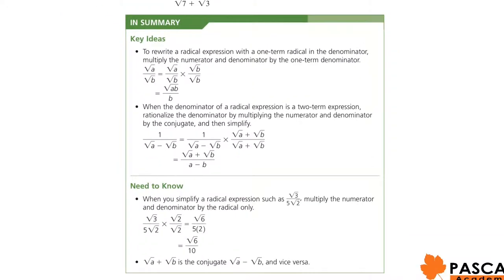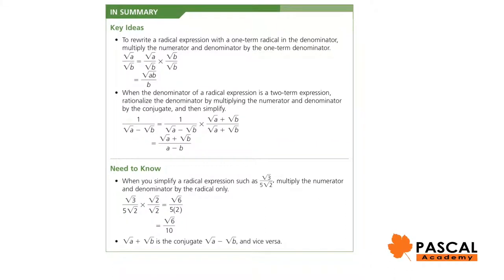Let's recap. If we deal with a fraction whose denominator is root b, we times and divide the fraction by root b. And square root of a over square root of b can be written as square root of ab divided by b. If the denominator is in the form of square root of a minus square root of b, or square root of a plus square root of b, we times it by its conjugate and we use the difference of squares.